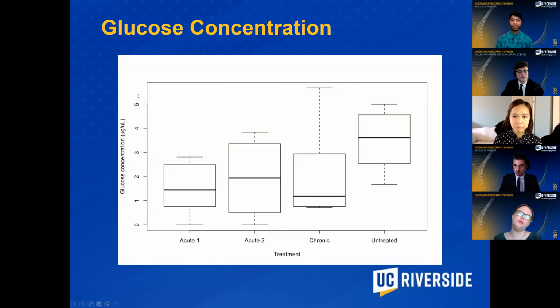So this is our figure for the glucose concentration. On the y-axis, we see glucose concentration across treatment at the x. And it's important to note that the untreated group was our significant data, showing that untreated groups did experience higher amounts of glucose concentrations than pesticide treatments. So that's just something important to note.